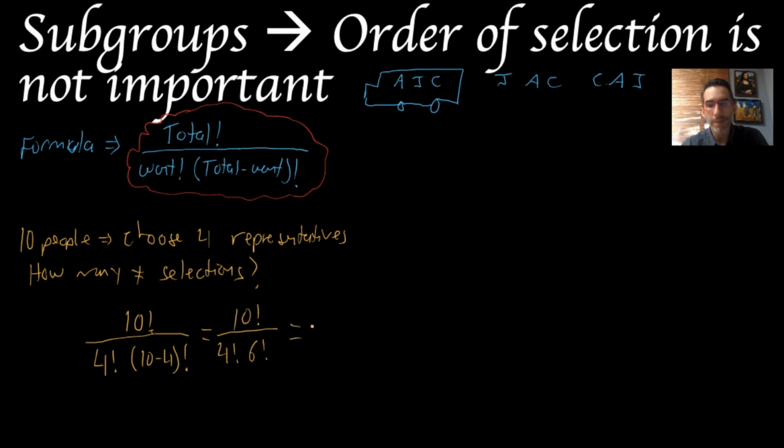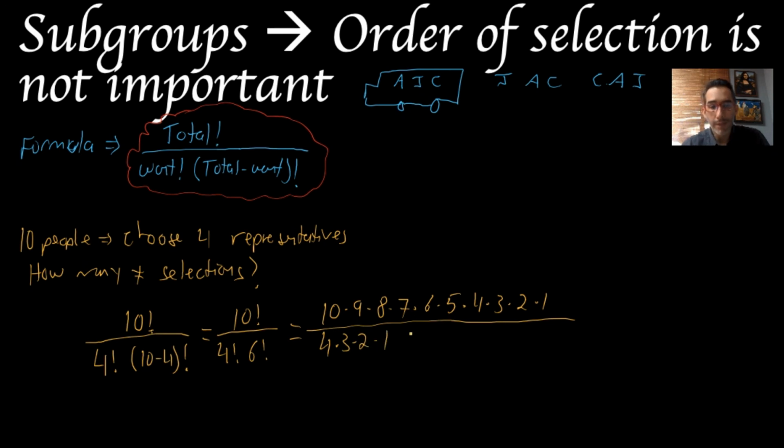Why? Let's express this in discrete form. 10 factorial will be 10 times 9 times 8 times 7 times 6 times 5 times 4 times 3 times 2 times 1. Now, 4 factorial is 4 times 3 times 2 times 1. 6 factorial is 6 times 5 times 4 times 3 times 2 times 1. Now check out what happens when you do that. I just start canceling these: the 1 cancels with this one, the 2 with this one, 4 with 4, 5 with 5, 6 with 6. The 1 is not really relevant.